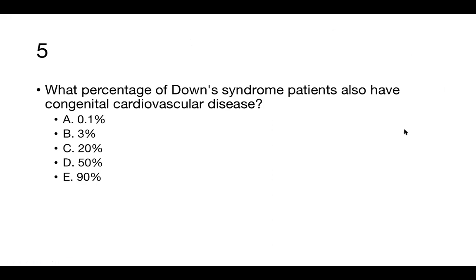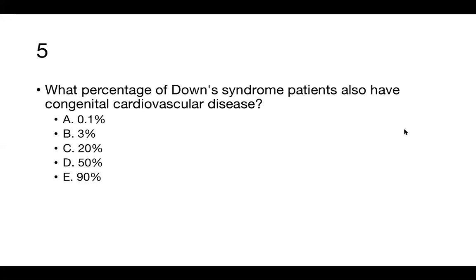Anyone want to have a try here? Sir, option E. Option E? You mean 90%? No, sir. Yes, sir. Option D. Option D, 50%? Yes, sir. 40 to 50%, sir. Okay. I want some other student to take option A, B, and C also. Come on, guys. C. No, sir. It's option D.